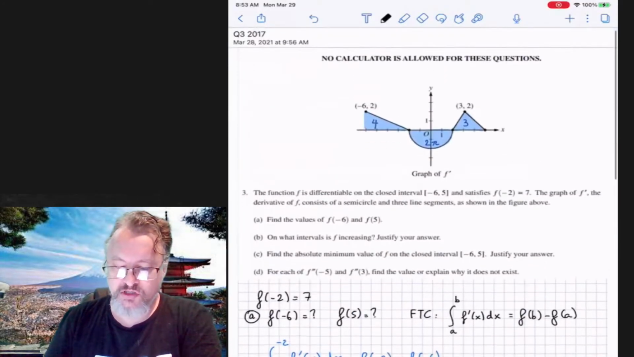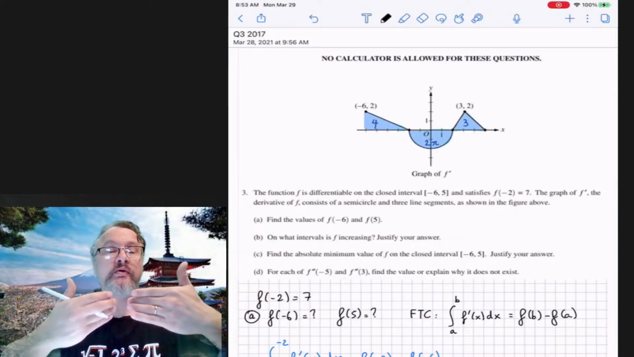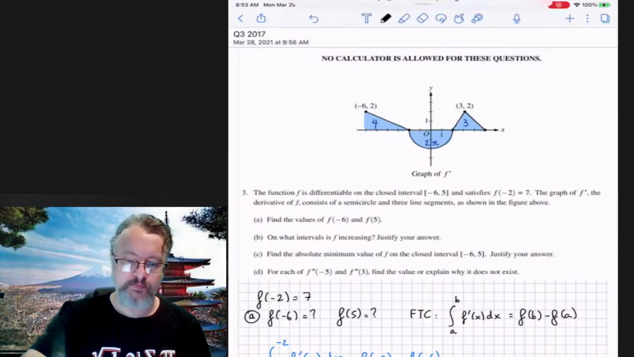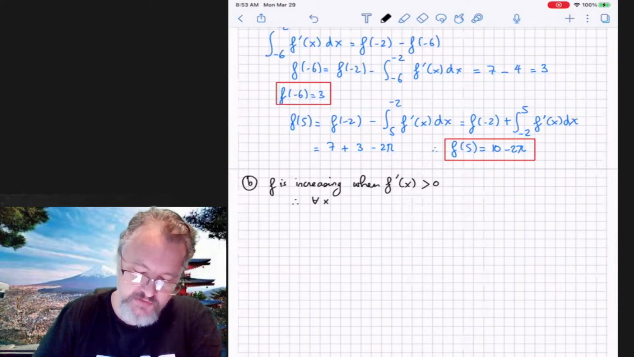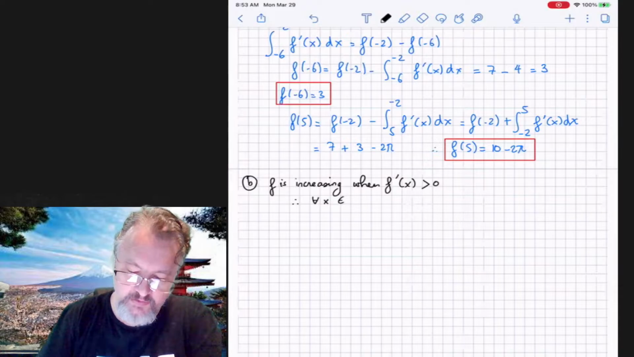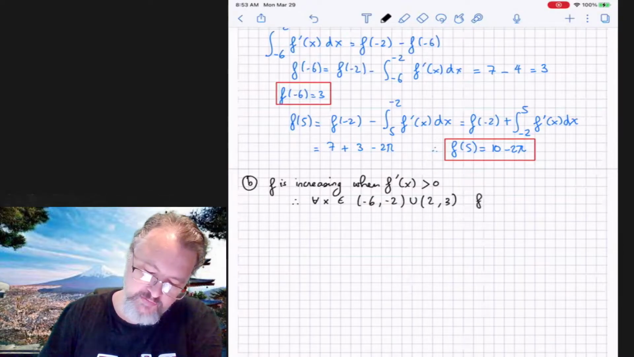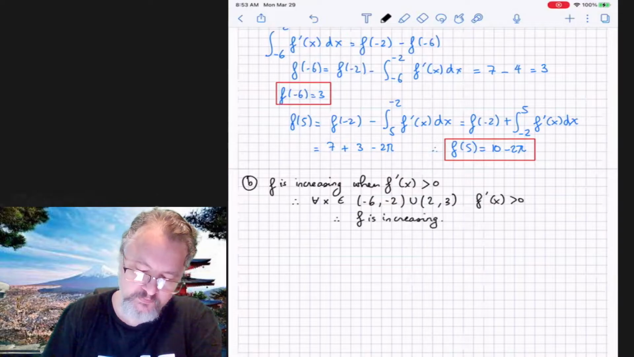and we're going to look at a picture, f prime would be positive when the graph is above the x-axis, so between -6 and -2, and then between 2 and 5. Okay? Therefore, for all values of x that belong to the interval, and what did we say? -6, -2, union 2, 3, f prime of x is greater than 0, therefore f is increasing. Okay?